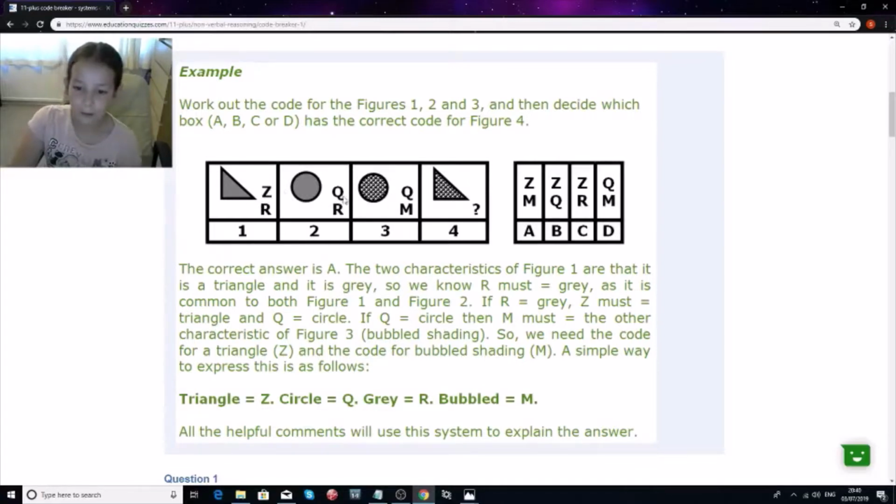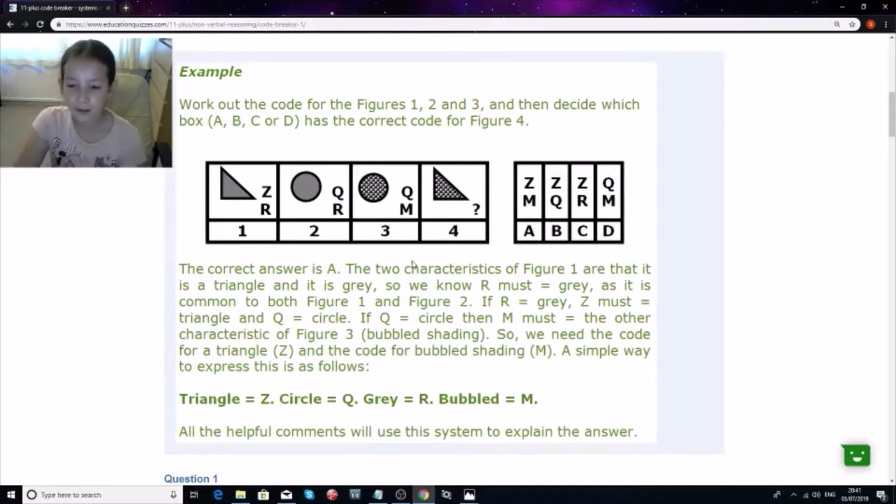So since inside these they are both bubbly, this also must be M at the bottom. And this must be Z because they are triangles. So ZM, which is A. Let's read the explanation. The correct answer is A.